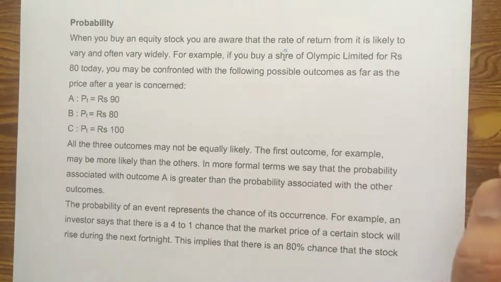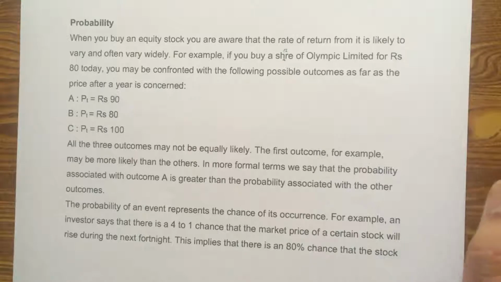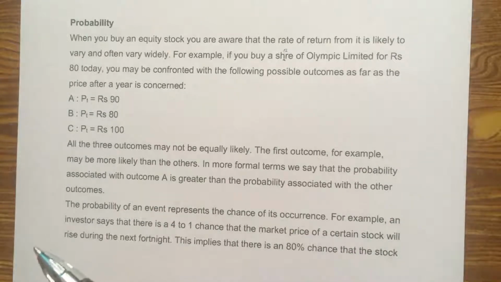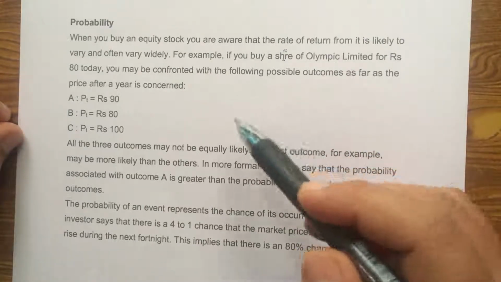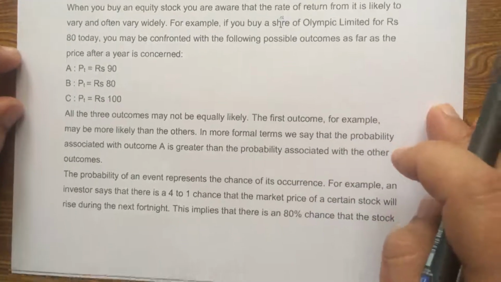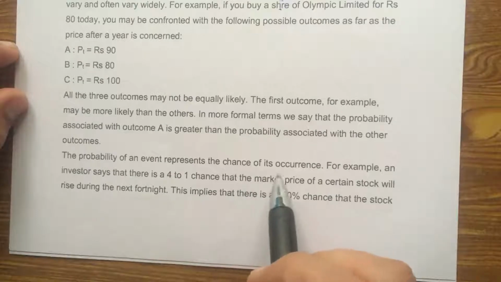You may have a 50% chance that the price per share will rise to 90. You may have a 30% chance that the price per share will remain the same at 80, and also a 20% chance that the price may rise to 100 rupees. So if you look at that, the outcomes of these three happening is not equally likely. It's different. The probability of an event represents the chance of its occurrence.